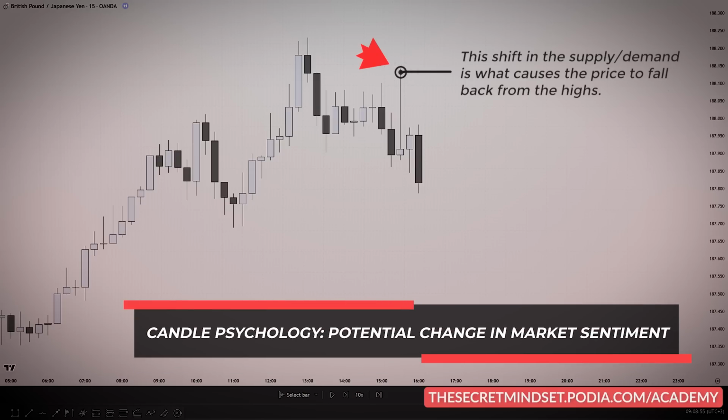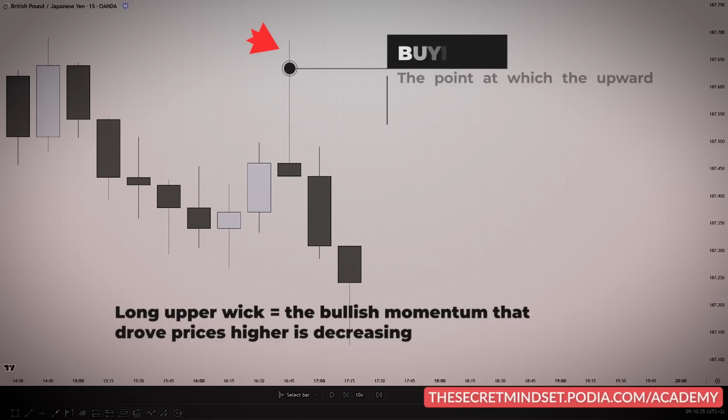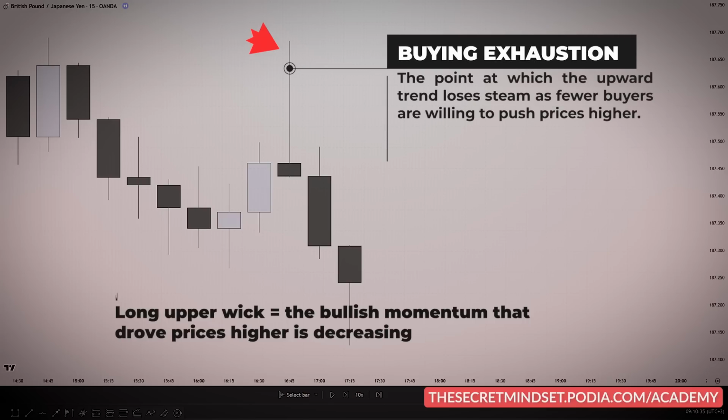Psychologically, these candles can signal a potential change in market sentiment. The long upper wick suggests that the bullish momentum that drove prices higher is decreasing. It's a visual representation of a buying exhaustion, the point at which the upward trend loses steam, as fewer buyers are willing to push prices higher.